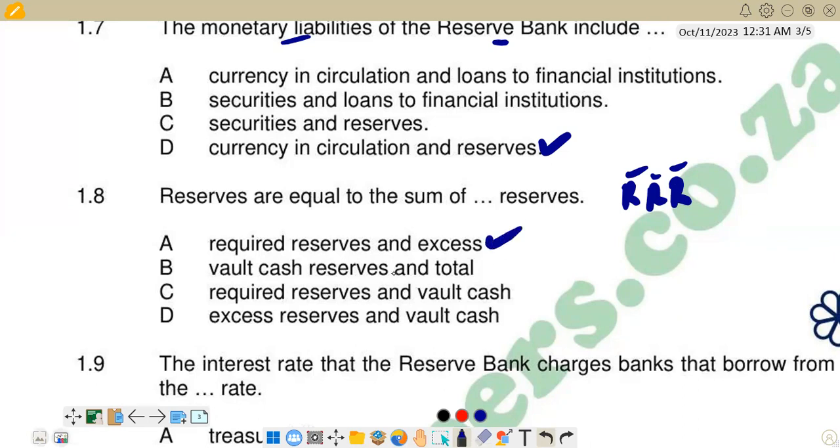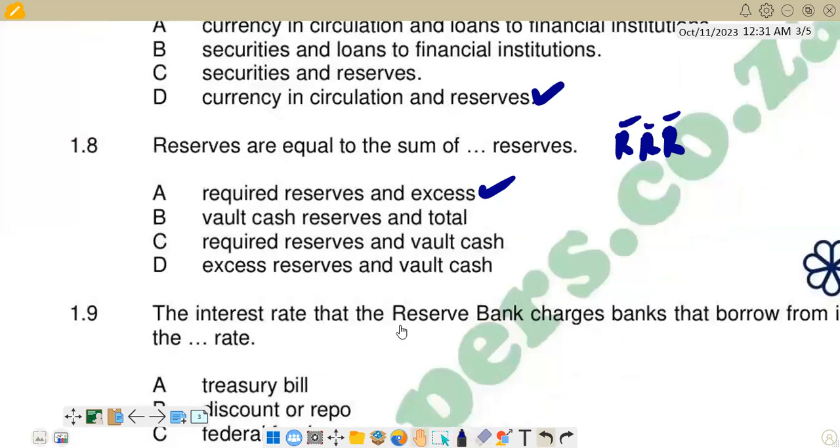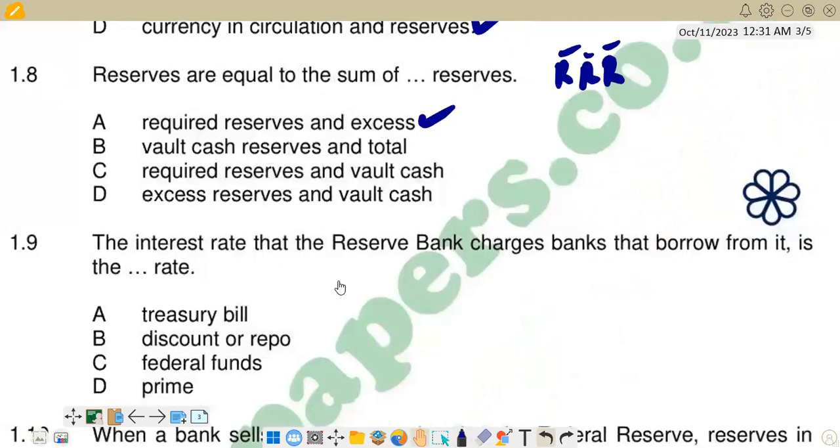Then you go to 1.9. 1.9 reads: the interest rate that the Reserve Bank charges banks that borrow from it is the dash rate. This is actually clear. This interest rate is called the repo rate. The discount or repo rate is the rate that is charged to banks by the central bank.